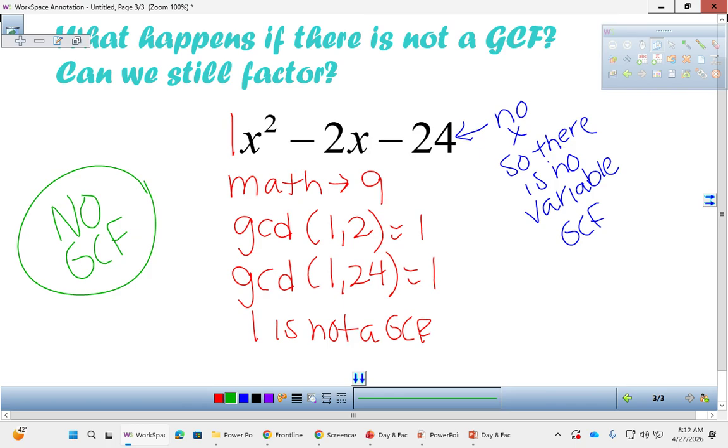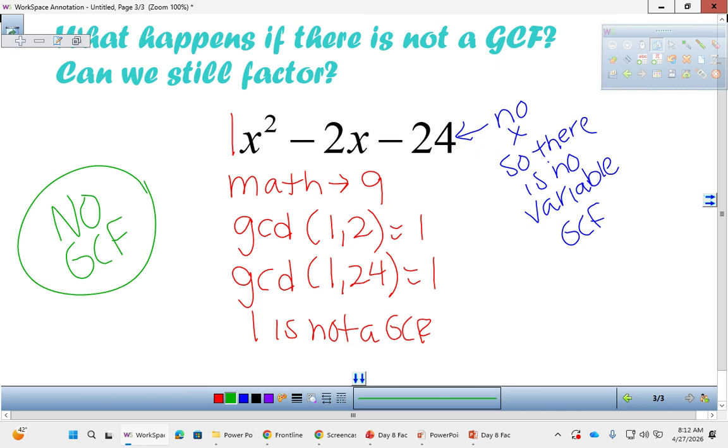If there's no GCF, that doesn't mean it can't be factored. It means it can't be factored using the GCF method. But there are 4 different factoring methods. You're going to learn all 4. You've learned 1. The first factoring method that you should always try, which is why we did it first, is GCF. If you can do a GCF, that is the factoring method you need to use, right?